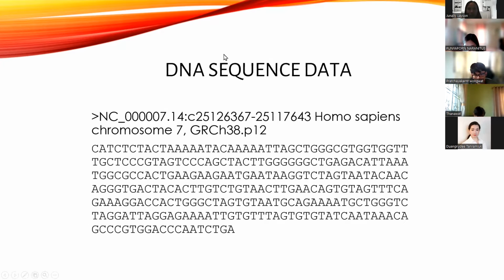So the DNA sequence data looks like this. It will have the greater sign and some IDs, and then tell the species, and then tell the location on the chromosome. And then it will enter the new line and followed by the letters ATCG, something like that.